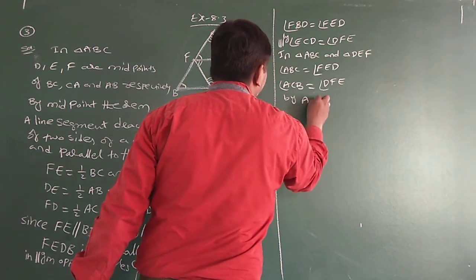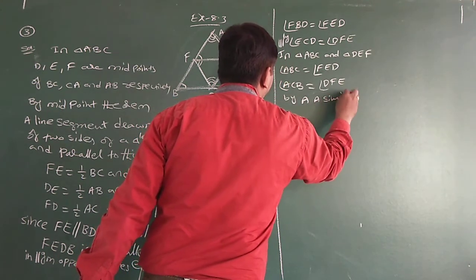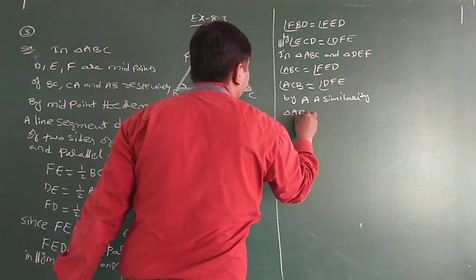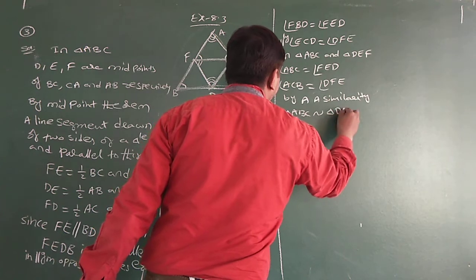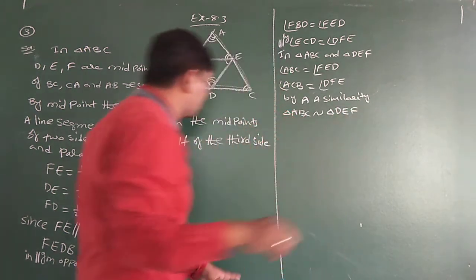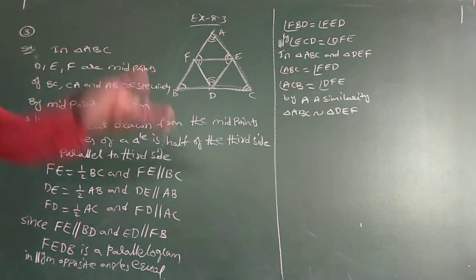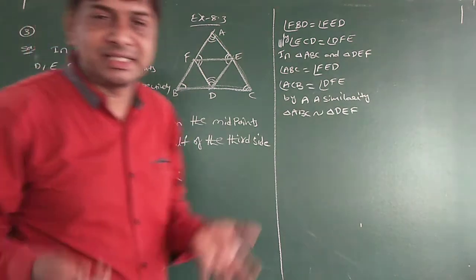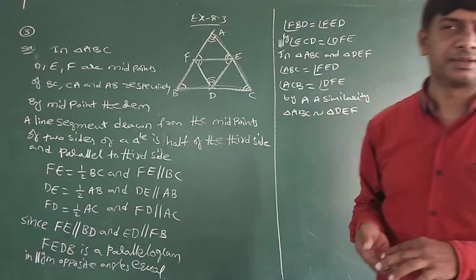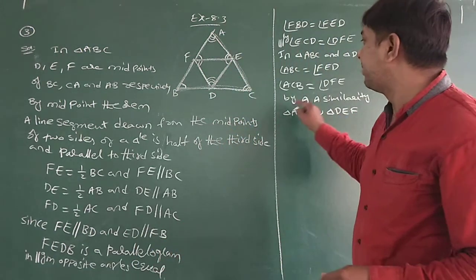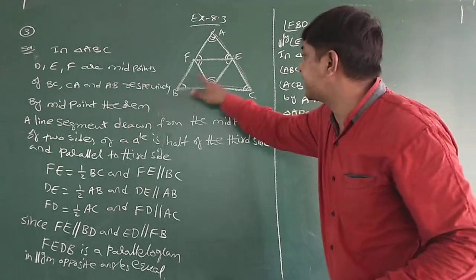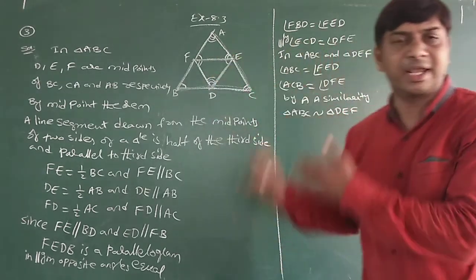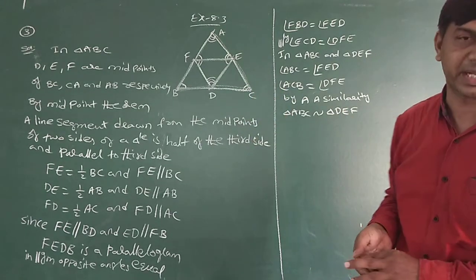By AA similarity, triangle ABC is similar to triangle DEF. Until and unless you prove that they are similar, you can't use the ratios, because I don't know whether it is similar or not. By AA similarity, this angle is equal to this angle I proved, and this angle is equal to this angle. I proved that by using the parallelogram properties.